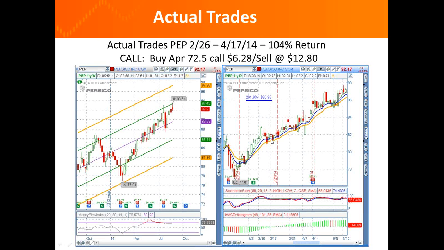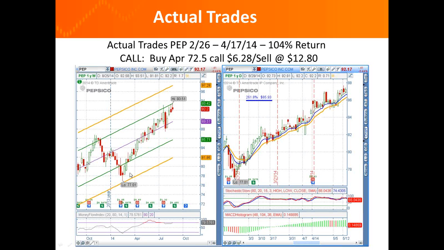We had a couple pullbacks here, but the 5 and the 8 never crossed over the 13, and that's what I'm always looking for. Finally, I did take profits here when we hit a Fibonacci extension at the 261.8. We bought the April 72.5 call for $6.28 and sold that 2 months later at $12.80 for a little bit more than 100% return on that trade.